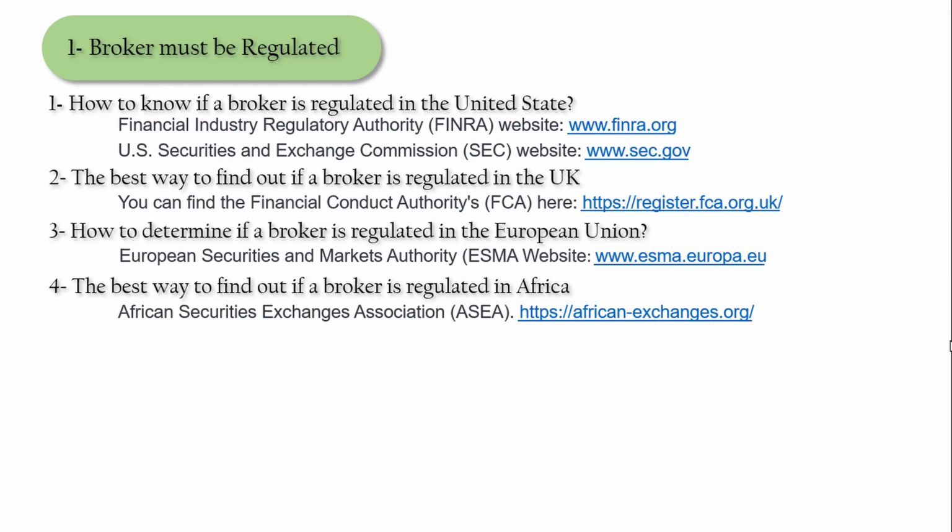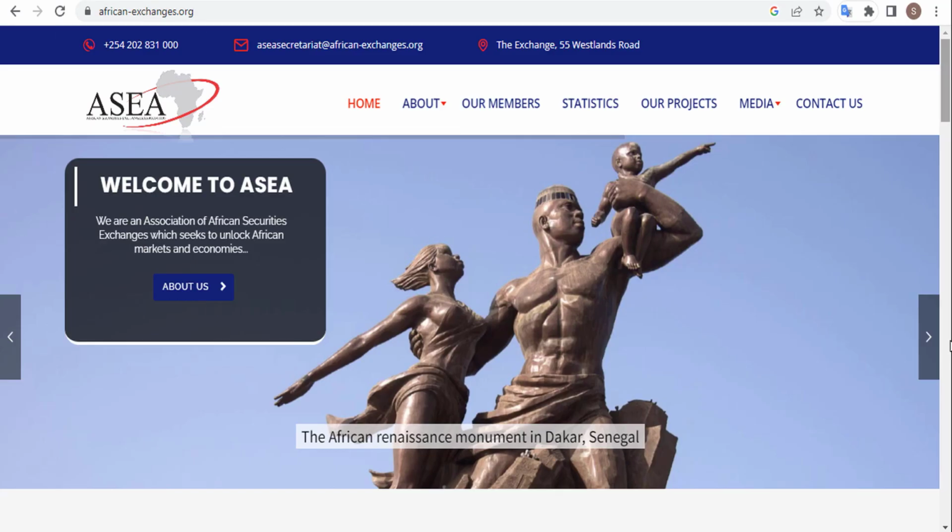Additionally, you can contact the ASEA for more information on the broker regulatory status in Africa. So go to the ASEA website. After you open the website, this page will open. So here are two options for you. One, you can call them directly and ask if the required broker is regulated or not. The second option is that you can send them an email.